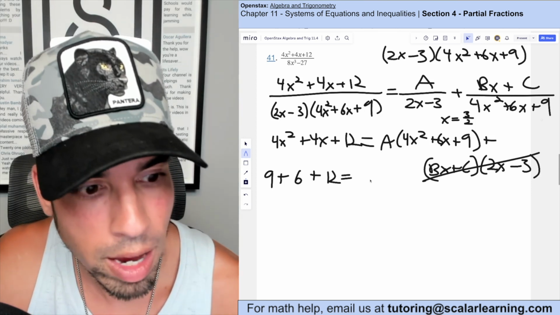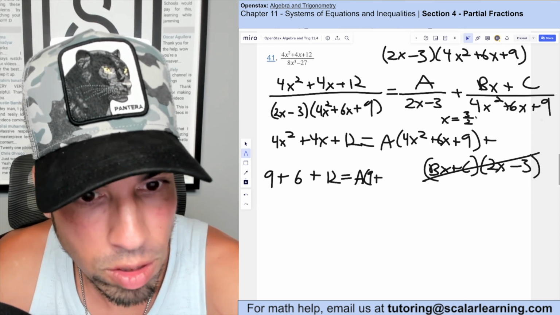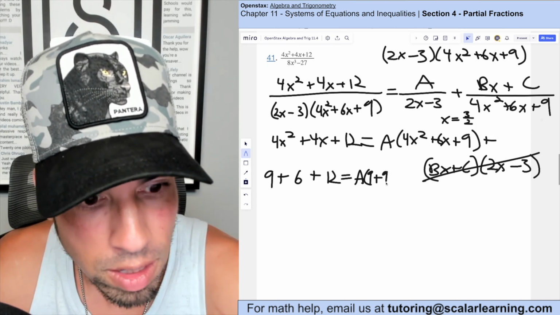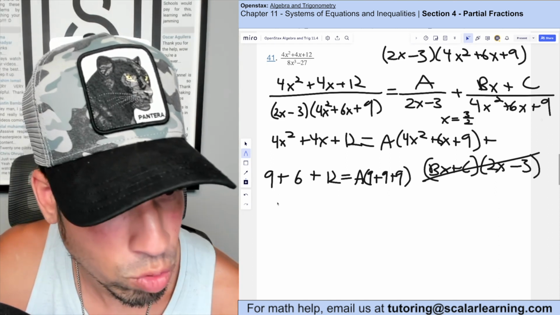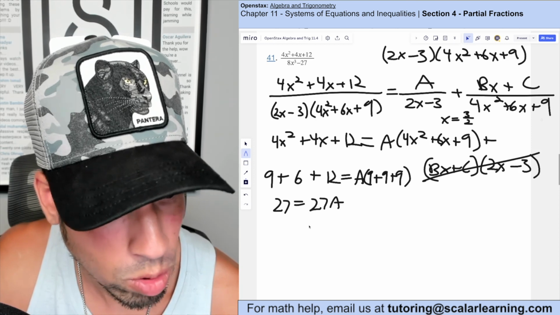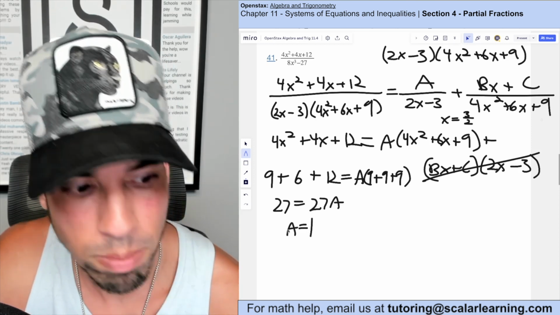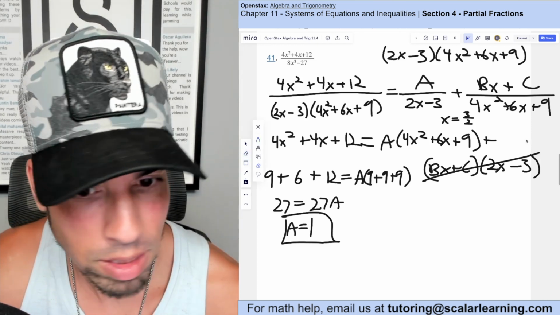Equal to a, again, 4x squared, just like here, is 9 plus 3 halves times 6, that's 9, and then plus 9. Okay, we scrunched it in there, made it work. 9 plus 6 is 15, plus 12 is 27. 9 plus 9 plus 9 is also 27. Lo and behold, a is equal to 1. Beautiful. So we got a is 1. Now we're going to try and get b and c.